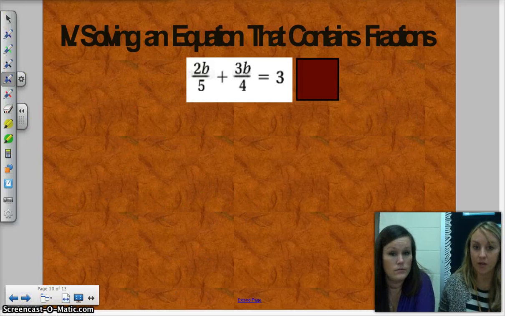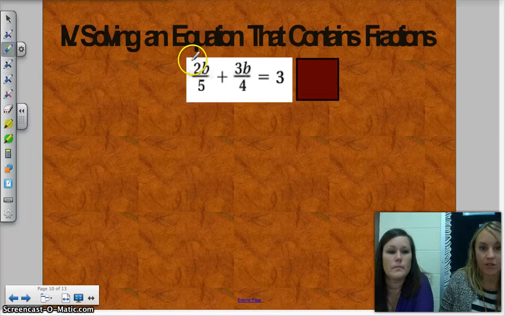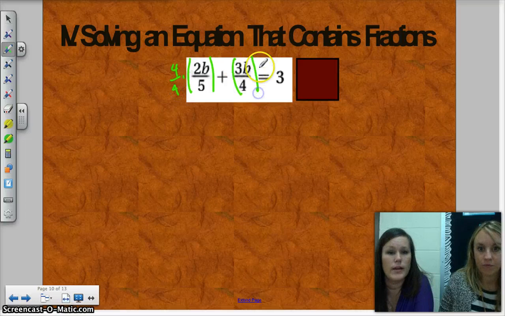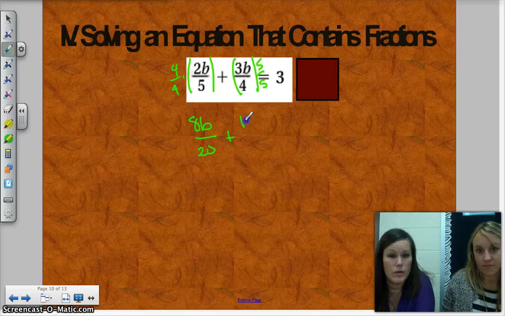So we need a common denominator first because we're adding these two fractions. 20. Right, 5 and 4. 5 times 4 is 20. So you ask yourself, how do I get 5 to 20? Well, you multiply. Multiply, and then this one I'm going to multiply everything by 5. Correct. So I'm going to have 8b over 20, and then I'm going to have 15b over 20 equals 3.